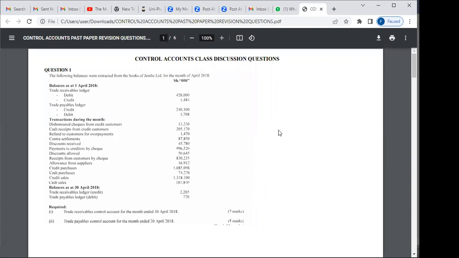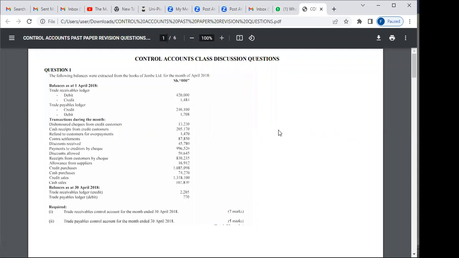And then you are given transactions during the month. Dishonored check from credit customers, debit them in the sales ledger control account. Cash received from credit customers, it reduces the debtors, credit that amount in the sales ledger control account. Refund to customers for overpayment, it increases the debtors, so we debit the sales ledger control account. Contra settlements, they affect both. You credit the sales ledger control account, you debit the purchases ledger control account.